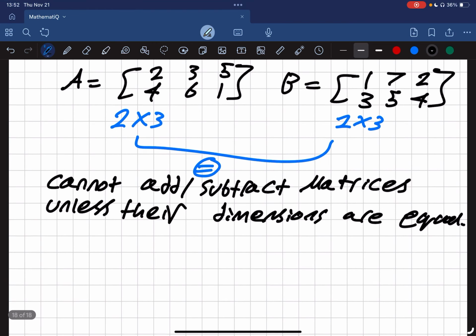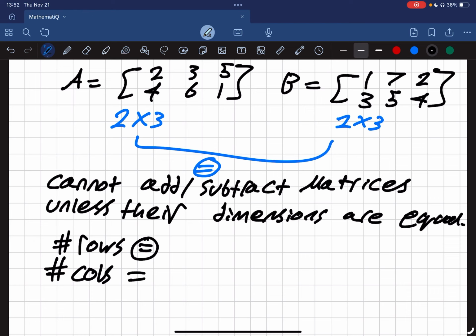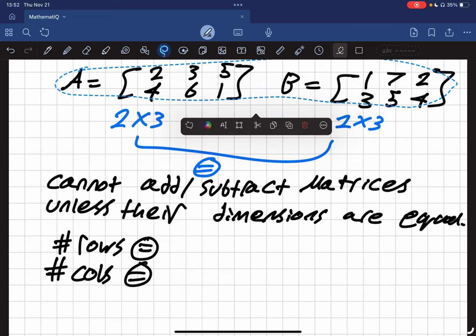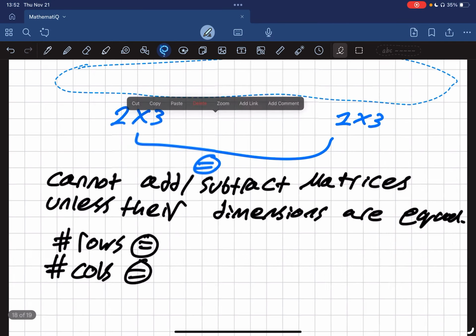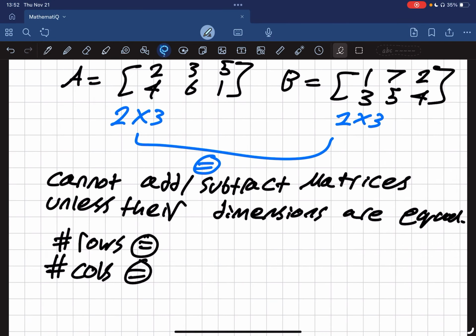Okay, which means that the number of rows is equal for both, and the number of columns is equal for both, right? So you have 3 columns here, 3 columns here, 2 rows, 2 rows. Okay, these have to match. So if we go ahead and add these together, let's see what we're going to do here. Just going to copy this onto the next page.